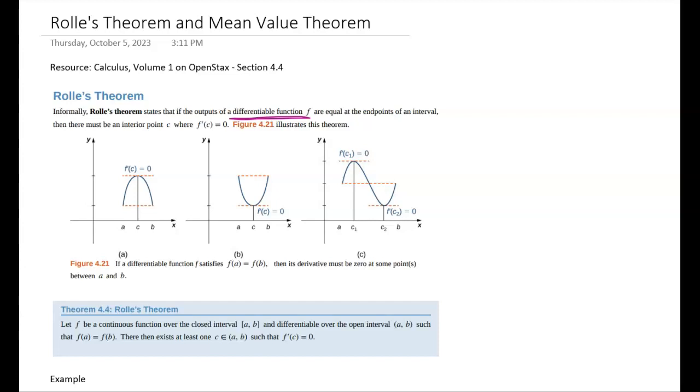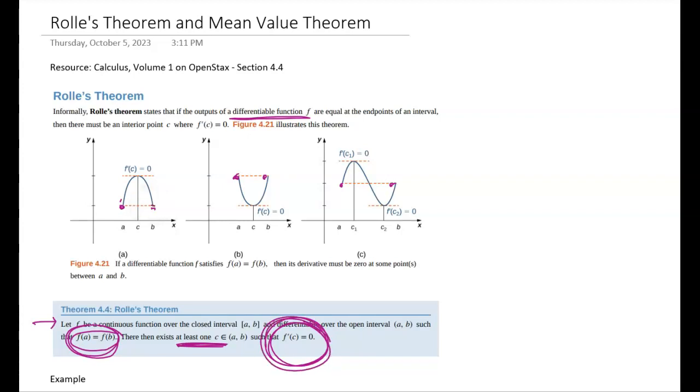Okay, so Rolle's theorem says that if you have a function that is continuous on the closed interval and differentiable on the open interval from a to b, and we also have this unique condition that f of a equals f of b, notice on all of these, the outputs of my endpoints are equal to each other, then there exists at least one time on that interval where you will have a horizontal tangent line.